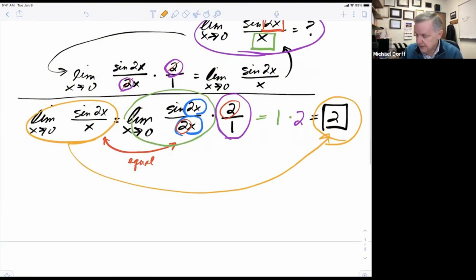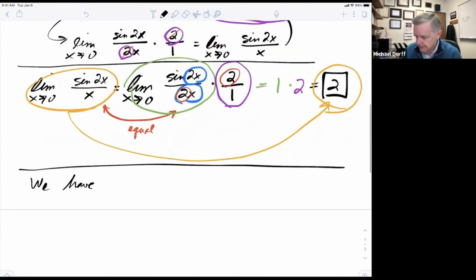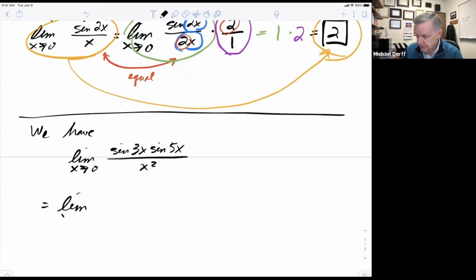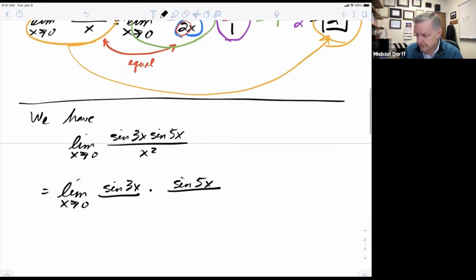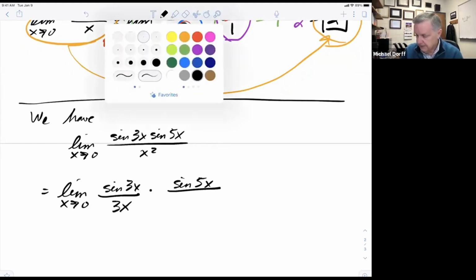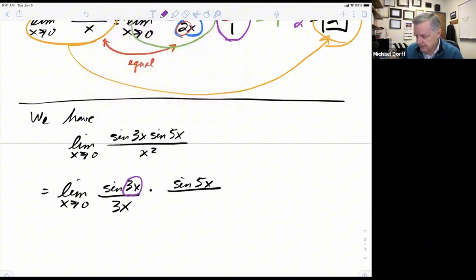All right, so let's apply that now to the problem we have. So we have the case of the limit as x goes to 0 of the sine of 3x times the sine of 5x over x squared. So I'm going to break this up into parts. So I have the sine of 3x over something times the sine of 5x over something. Now, what do I want in the bottom? I want to have a 3x here below the sine of the 3x so that these two match up.